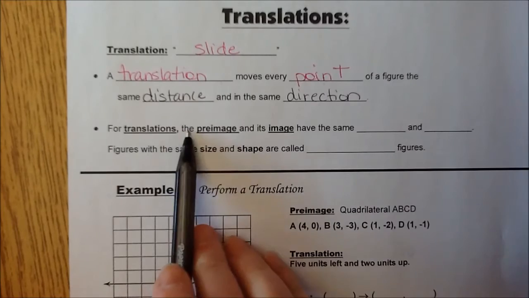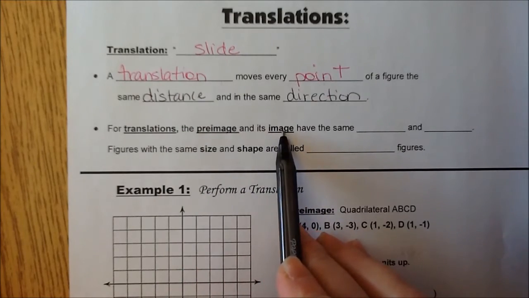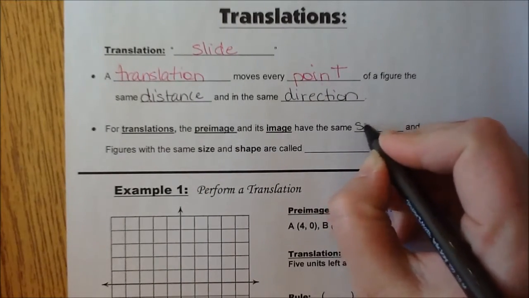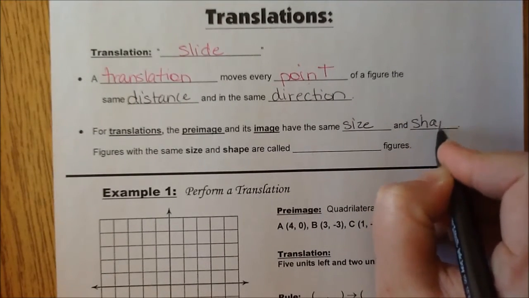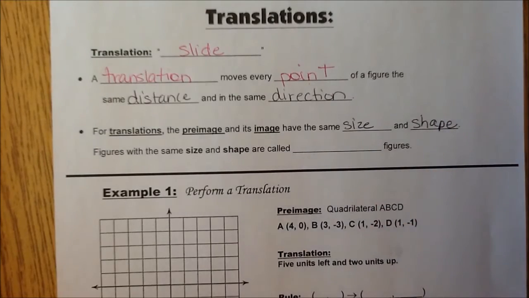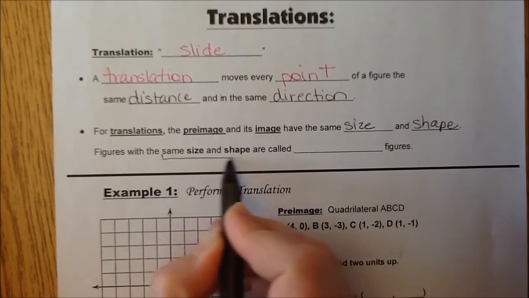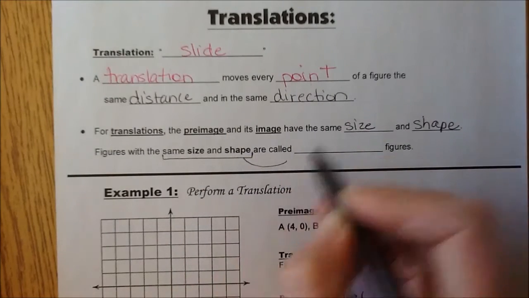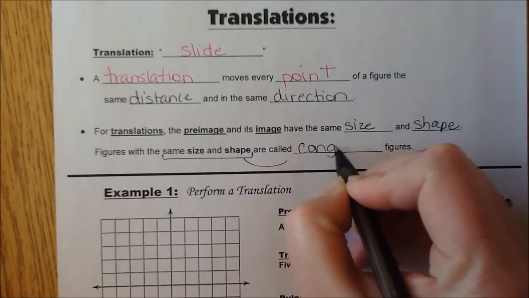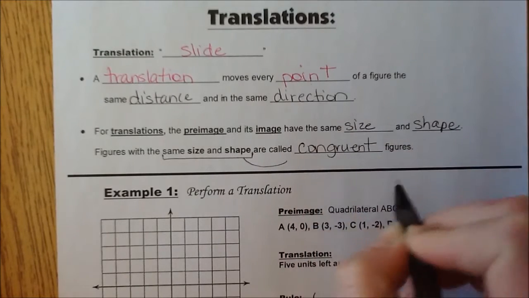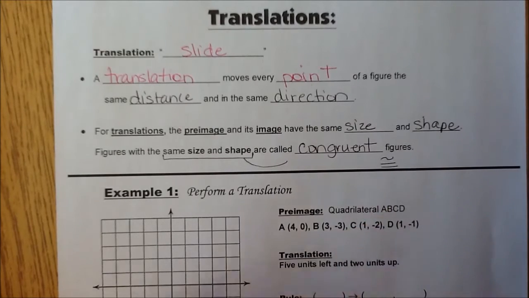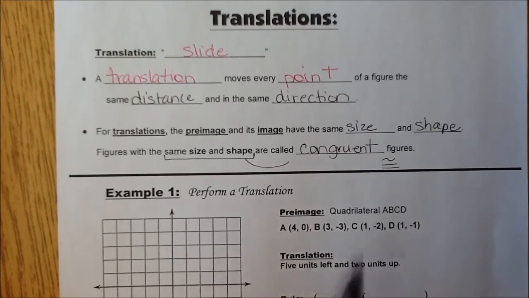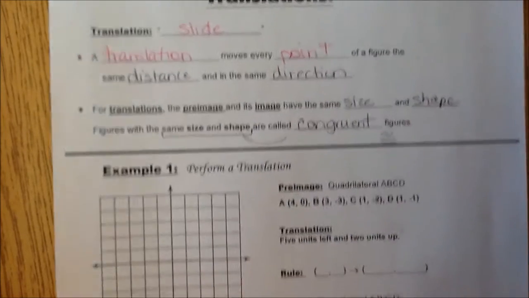For translations, the pre-image and its image have the same size and shape. Figures with the same size and shape, remember, are called congruent. Congruent figures. And the congruent symbol is like this. Congruent. Okay? And a translation, again, is just a slide. So now let's try one.